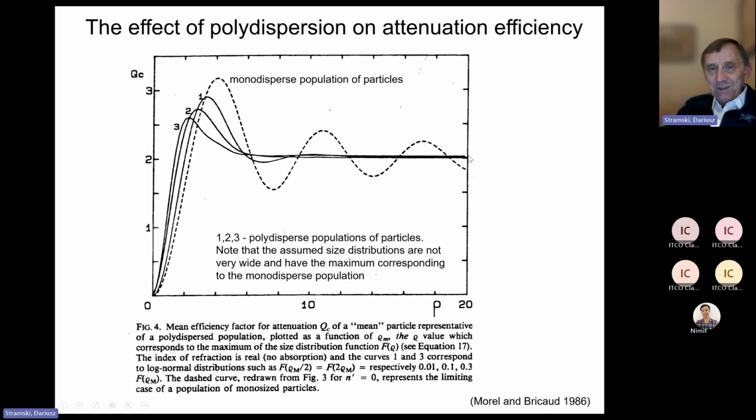approach the flatness much more readily, and the asymptotic value of 2. So it is enough to have slight polydispersity, for example, to reach this regime where attenuation or scattering efficiency will be flat for relatively large values of rho.